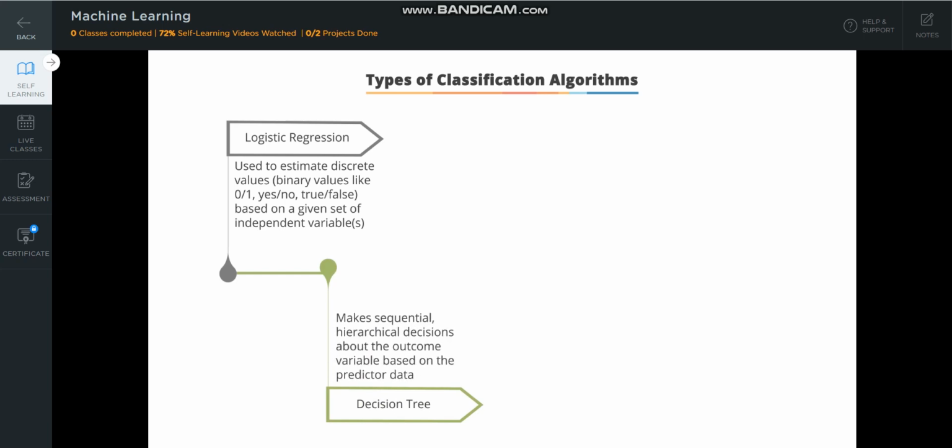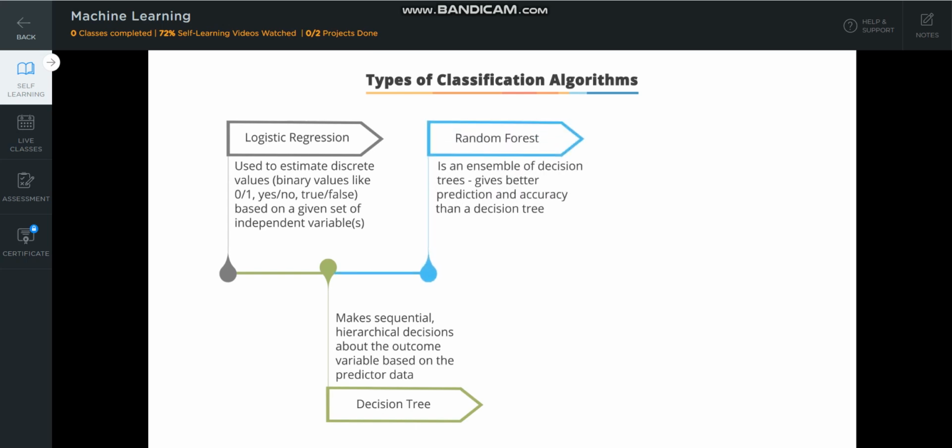Decision tree. It makes sequential hierarchical decisions about the outcome variable based on the predictor data. Random forest. It is an ensemble of decision trees. It gives better prediction and accuracy than a decision tree.